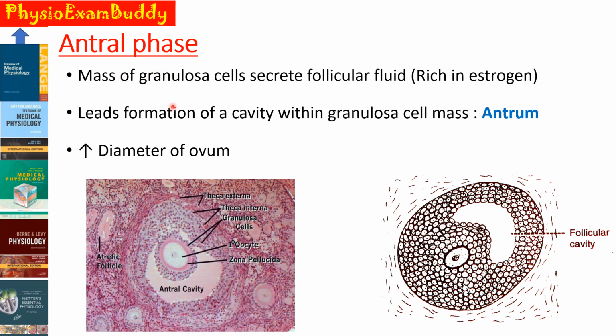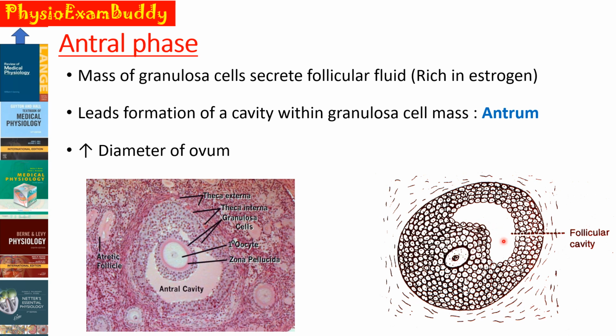In the antral phase, the mass of granulosa cells surrounding the ovum will begin to secrete a fluid known as follicular fluid, which is rich in estrogen. Because of the increased secretion of this fluid, a cavity forms within the granulosa cell mass, and that cavity is known as the antrum or antral cavity. Correspondingly, there will be an increase in the diameter of the ovum too.